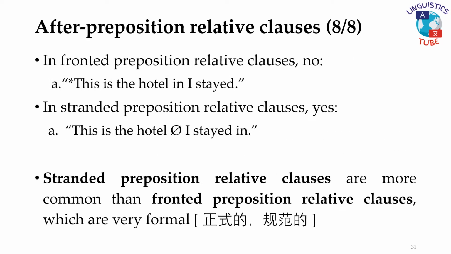Analogous to the situation for that, fronted preposition relative clauses cannot have a zero relative pronoun, whereas stranded preposition relative clauses can. Therefore, it is ungrammatical to say, "This is the hotel in I stayed," but it is fine to say, "This is the hotel I stayed in." You might be wondering why stranded preposition relative clauses are more flexible with regards to the relative pronoun than fronted preposition relative clauses. Pause the video and try to work out the answer yourself.